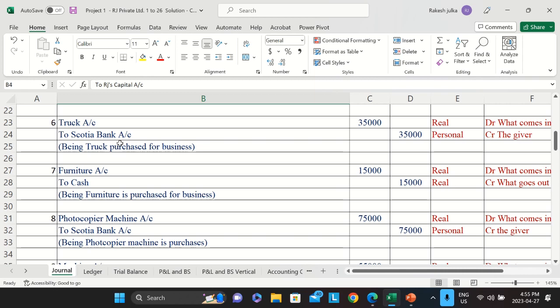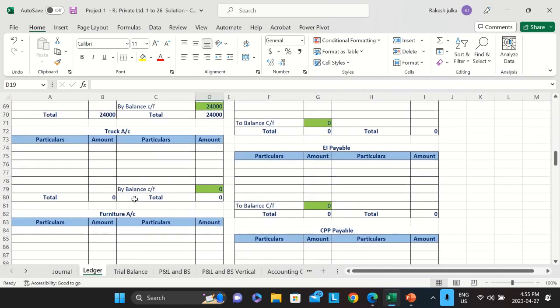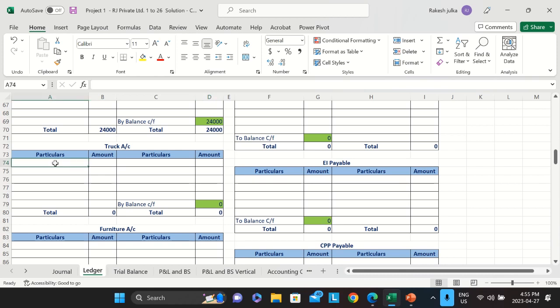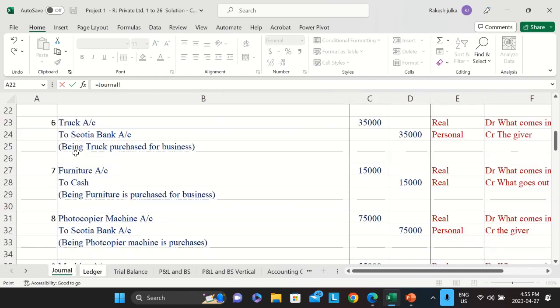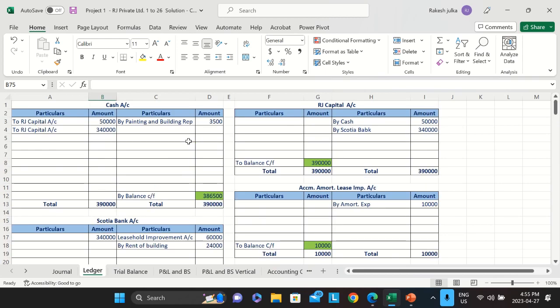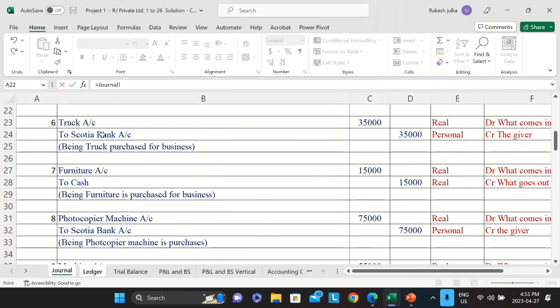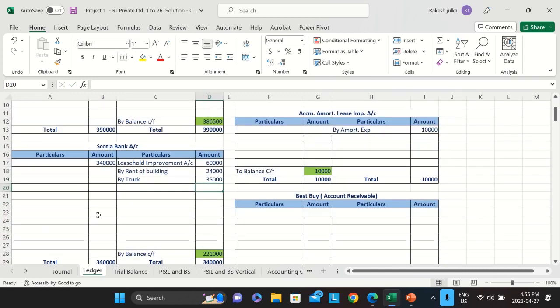So truck account debit to Scotiabank, 35,000. So truck account is here already created. So truck account debit to Scotiabank. So amount here is as per the sixth transaction 35,000, and in Scotiabank buy truck, right? Here buy truck, right? So here is equal to sign, go to journal, and I'm just going to write here 35,000 in front of the Scotiabank here.